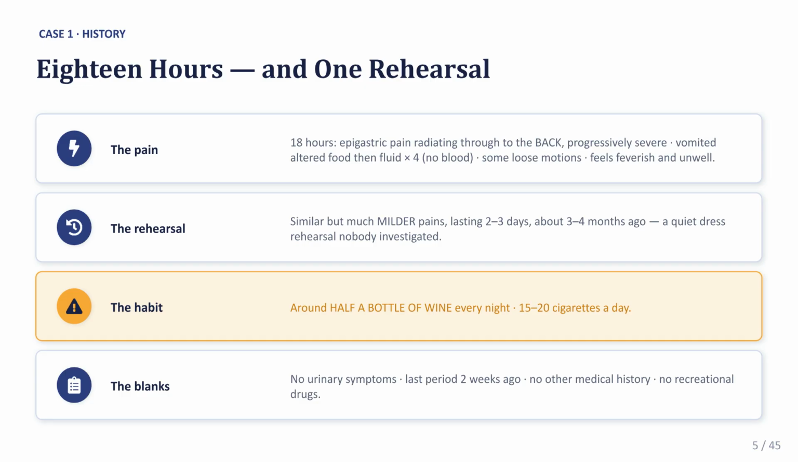Her history reveals 4 key threads: the current severe pain, a previous milder episode that went uninvestigated, a daily habit of alcohol and smoking, and a lack of other significant medical history. That previous, milder episode should have been our warning. Now, examine the clinical findings.